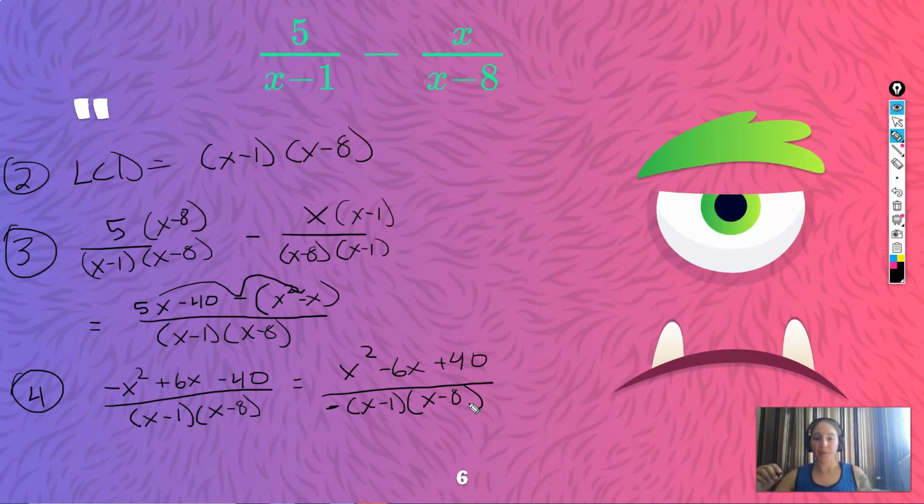So factors of 40, we can use 8 and 5, but that's not going to work. We can use 4 and 10, but that's not going to work. 2 and 20, but that's not going to work here because we're trying to get to negative 6. So I actually think we're done. So there we go. There's our combined rational.